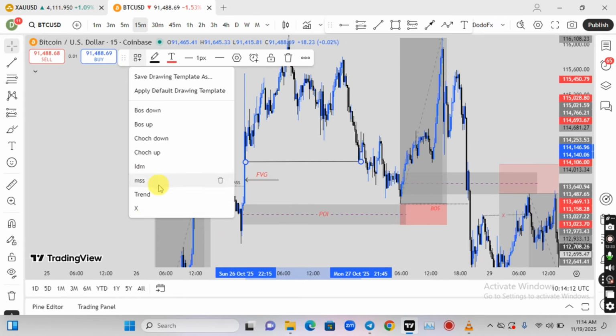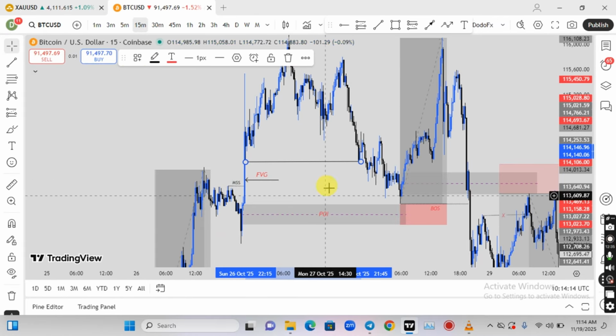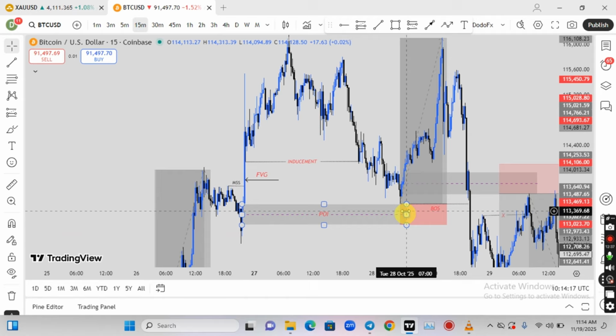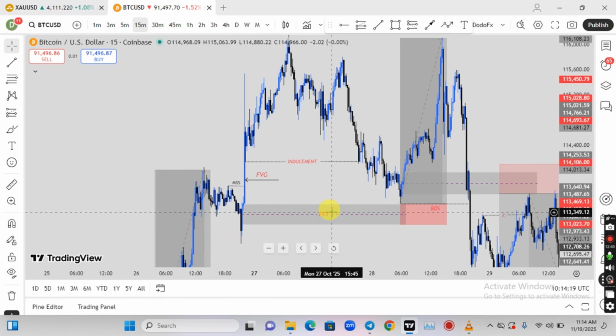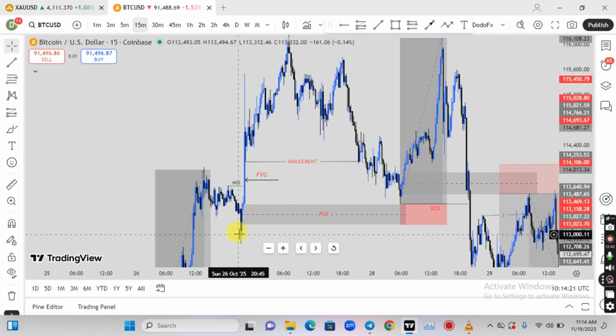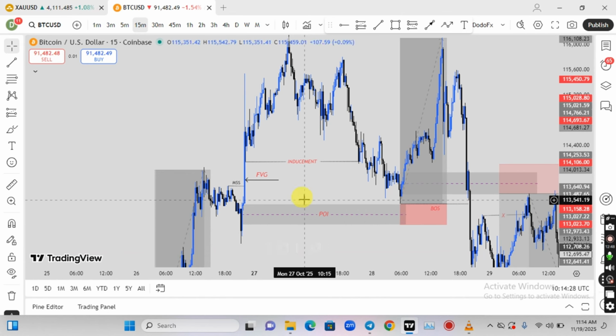Label it as your inducement, IDM, right? And this was my point of interest. The market went bullish, and you notice something: I have a bearish candlestick first, then the bullish candlestick came next. That's how I got my entry for bullish candles.